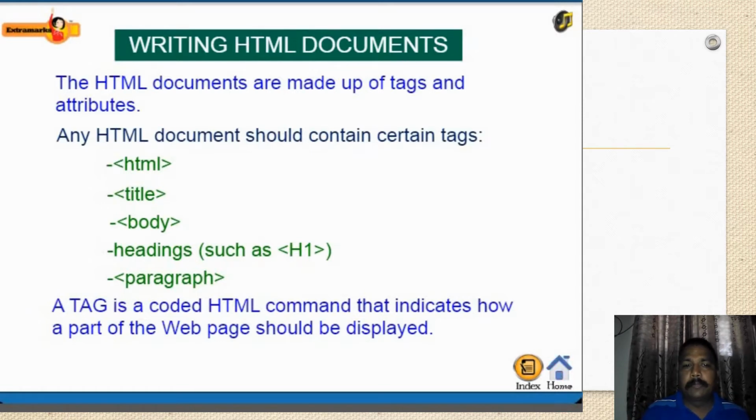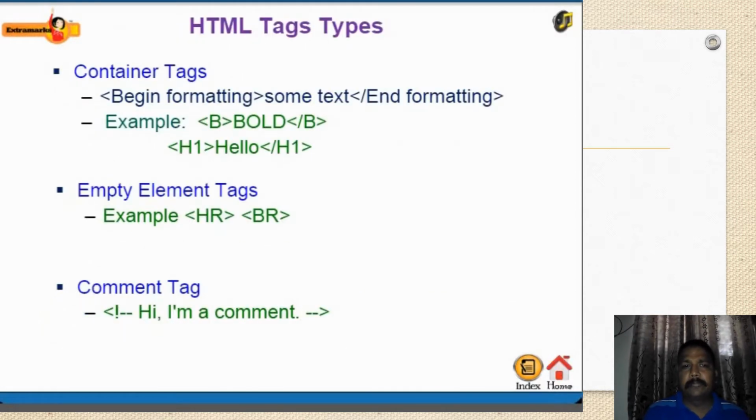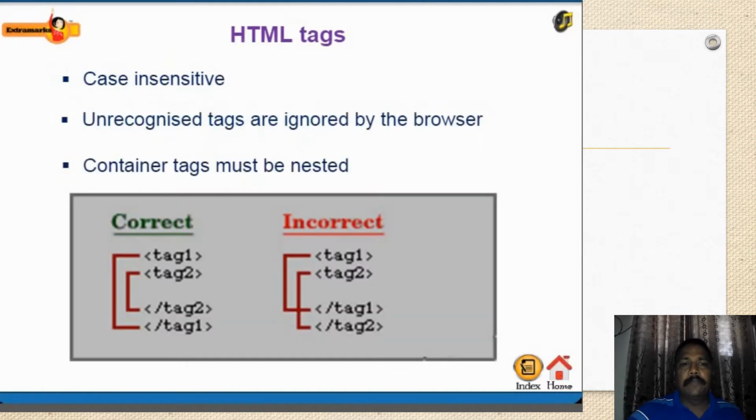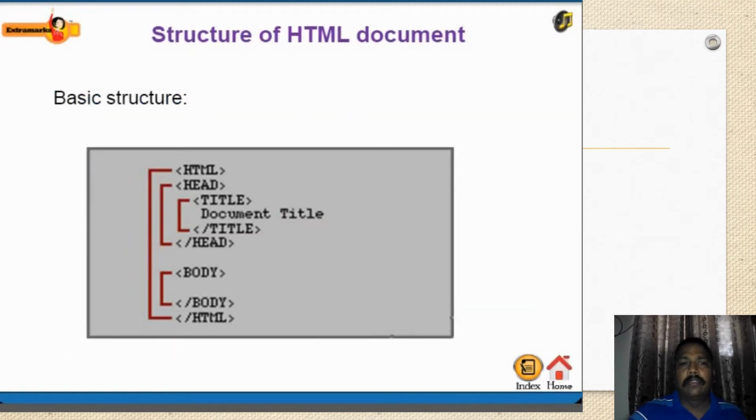You can see a tag is a coded HTML command, and it is enclosed within angle brackets. Now, the types of HTML tags. One is the container tag, which has a starting as well as an ending tag. You can see it over here. HTML tags are case insensitive, and container tags must be nested. This is the right way, the correct way, and the incorrect way.